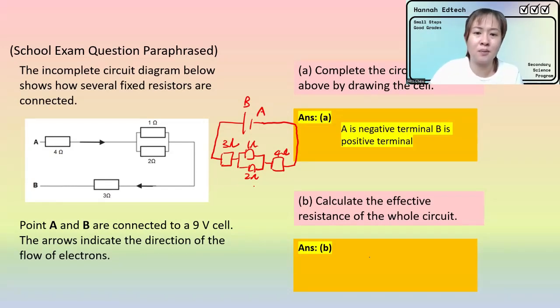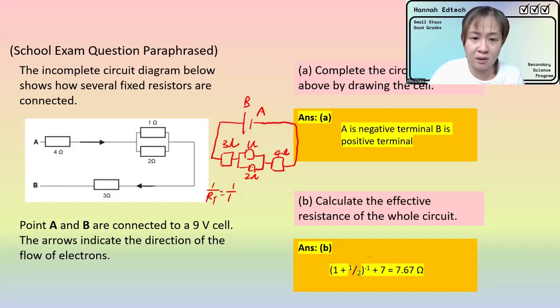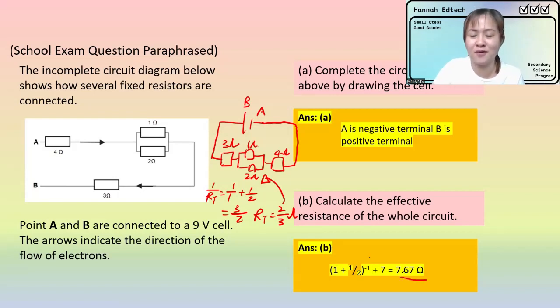Okay, so let's calculate this one first. 1 over RT, which is only for this portion, is 1 over 1 plus 1 over 2, which is 3 over 2, right? Because it's 1.5, RT will be 2/3 ohms for this portion only. Then you have to add 7, because 3 plus 4. So therefore, you'll have 7 and 2/3 ohms, or 7.67 ohms.